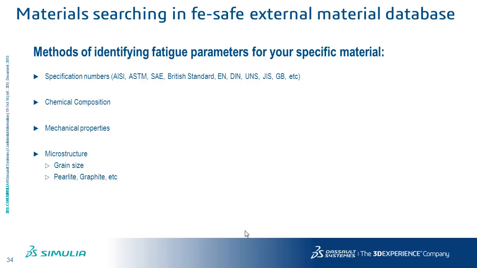So when you are searching for any particular type of material, you can search it in many different ways. You can search the materials by mechanical properties like elastic modulus or ultimate tensile strength. You can search through chemical composition. You can search through the microstructure of that material. And finally, you can also search through the specification, like what is the ASTM number for that particular material. Based upon that also, you can search the material in our material database.